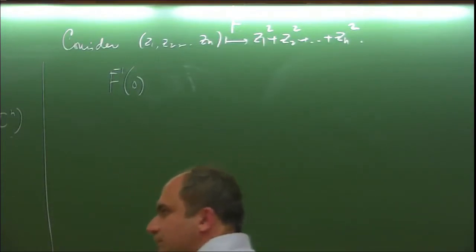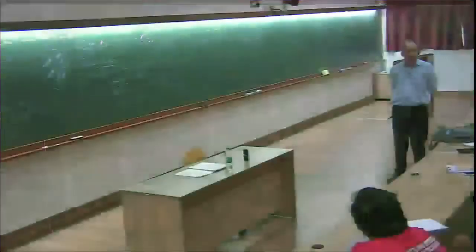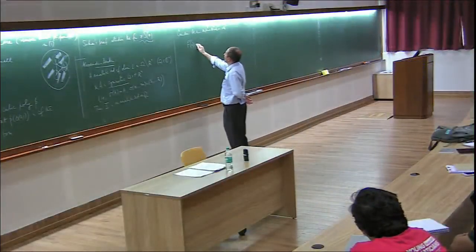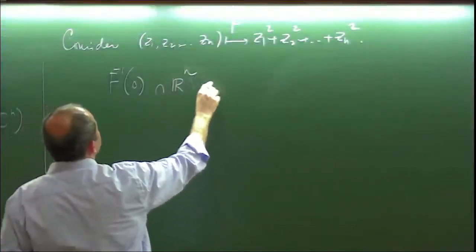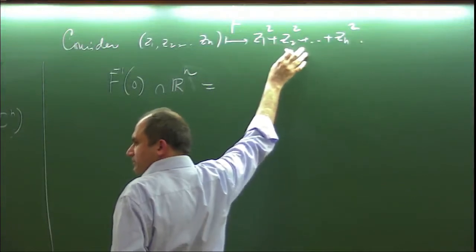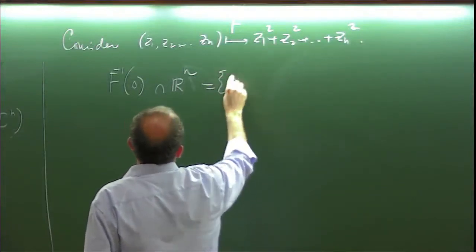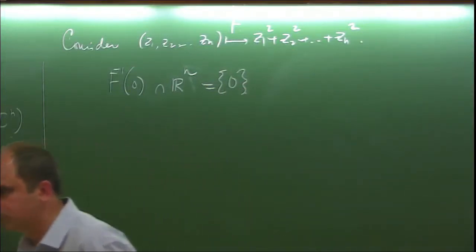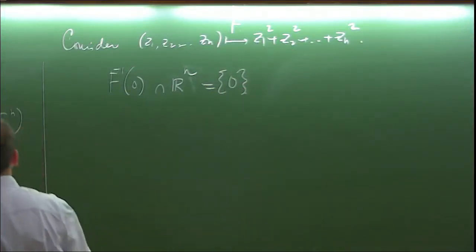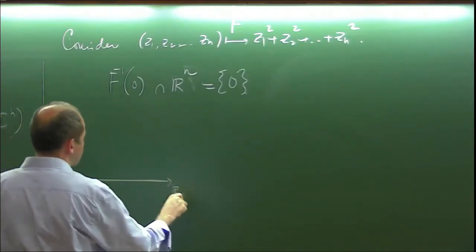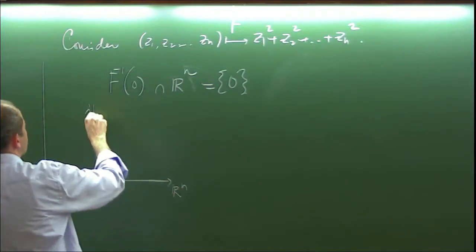Of course, it contains the origin. But if you look at the intersection of the zero set with R^n, so what are all the real points on this variety here? The sum of squares must be 0. Exactly 1 point. So now the proof goes as follows. So here's your picture. So maybe say here is R^n, here is i times R^n.